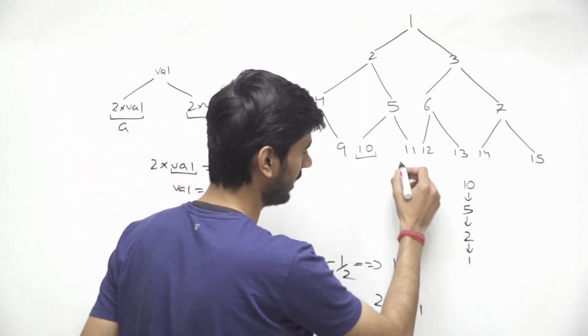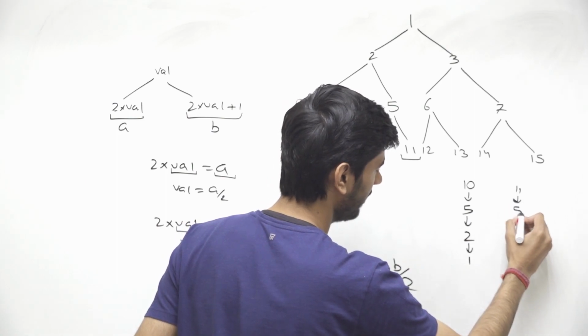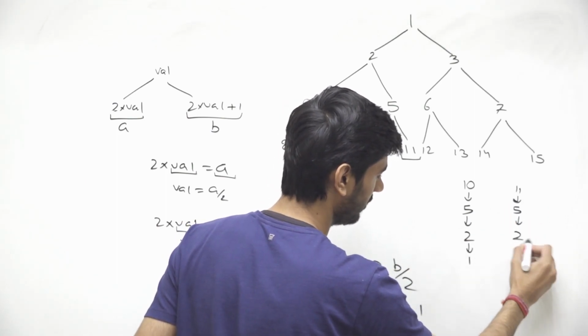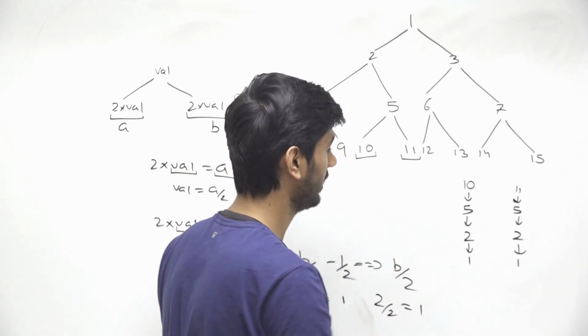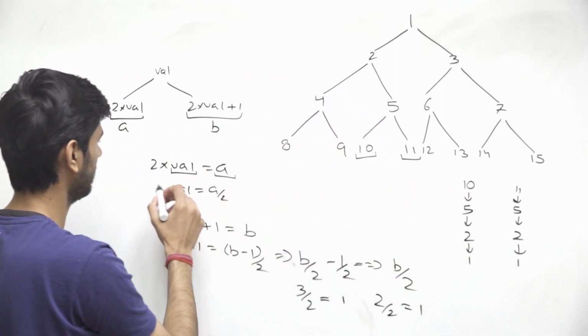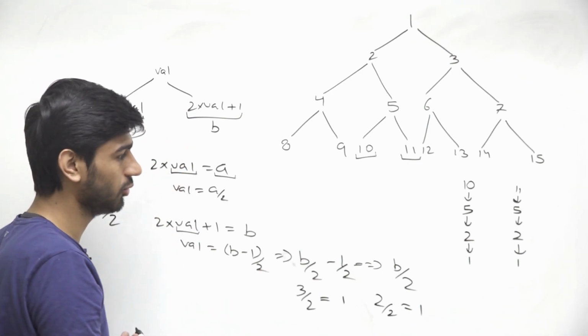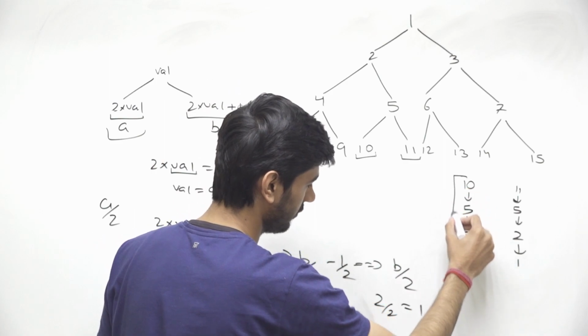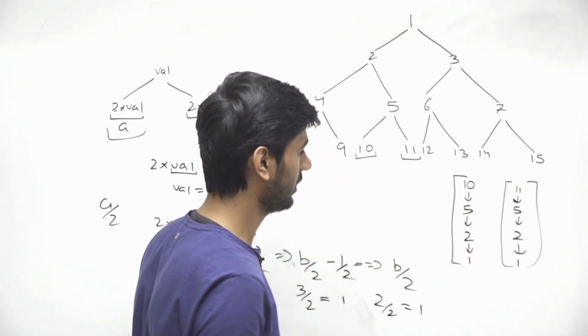Similarly, if we do the same thing for 11, then if we divide 11 by 2, we'll get 5 again, and if we divide 5 by 2, then again we'll get 2, and then if we divide 2 by 2, then again we'll get 1, right? So using this formula, dividing our value by 2, we can generate or find out the ancestors for a particular node, right?